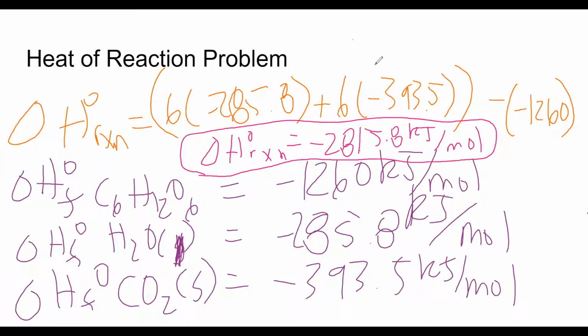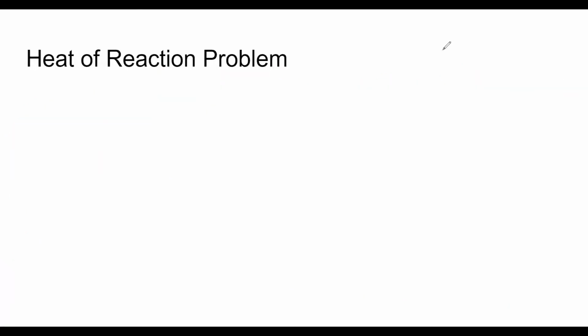All right. So this is the delta H reaction for this problem. So delta H is always products minus reactants. All right. So clear this off, and we're gonna go to the next one.